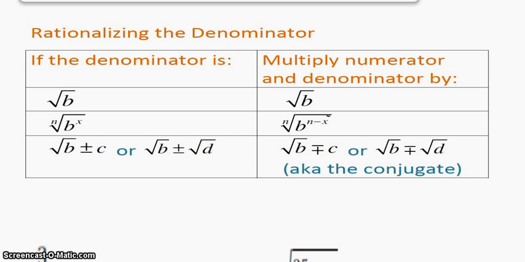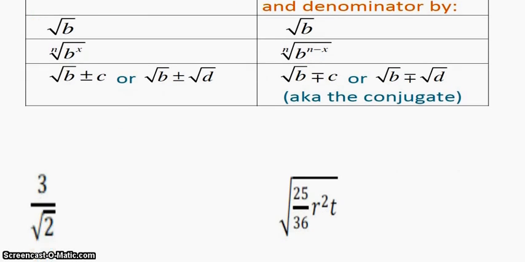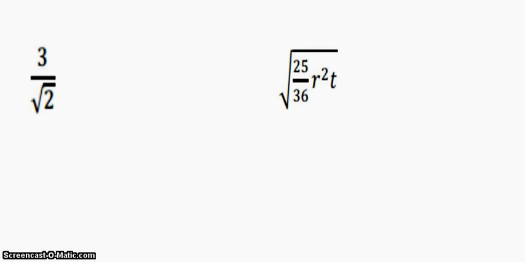And then if you have the square root of b plus a number, or the square root of b minus a number, or the square root of b plus, say that number is a square root or anything, you are going to do that conjugate. So if it's a plus, you're going to make it a minus. If it was a minus, you're going to make it a plus. So let's take a look at a couple examples.